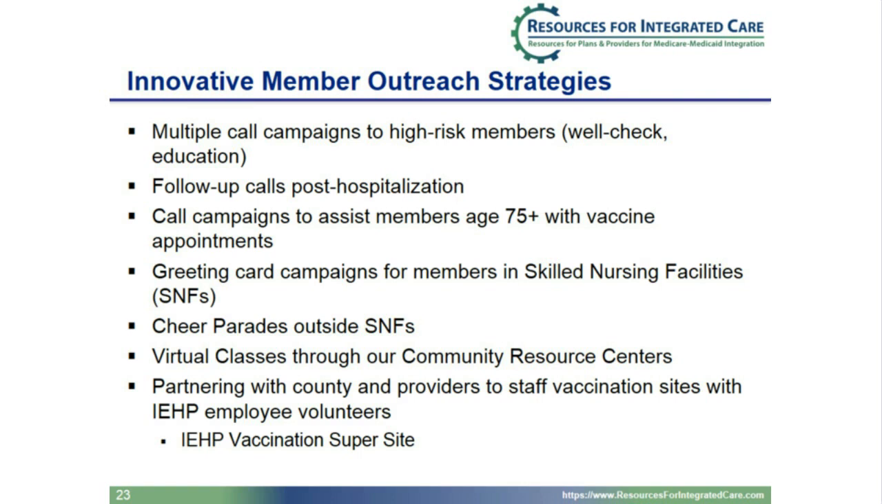The really wonderful thing is IEHP had staff members across the organization everybody coming together to help support our members' needs, and particularly those dual eligible and with disabilities. Our call campaigns were focused originally on those who are 75 and older, to help them with making vaccine appointments. We know it can be challenging for people to do online appointment registration and so forth. So our team members were there to call and actually make the appointment for members who needed that assistance.